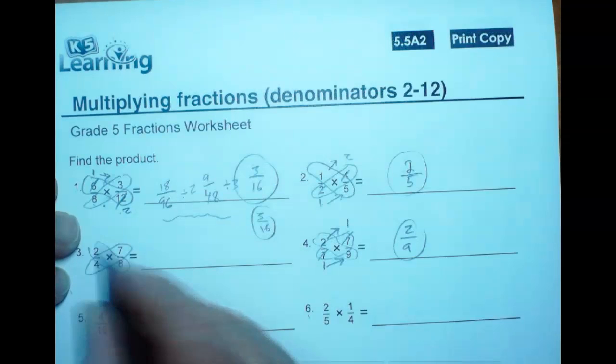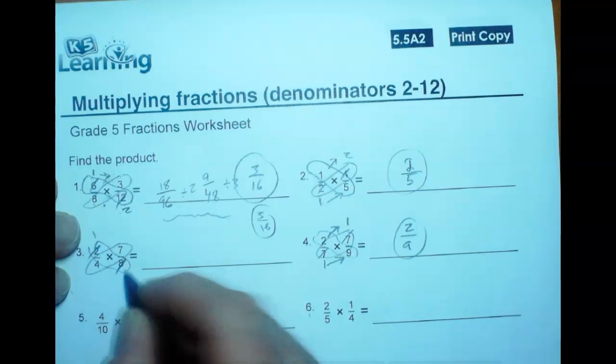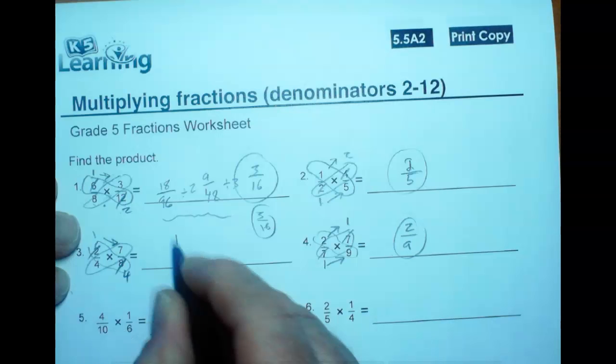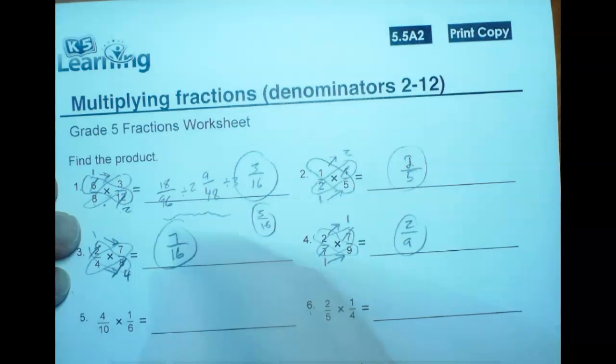Okay, look here, can't do anything with 4 and 7. You can cross-reduce here between 2 and 8. 2 divided by 2 is 1. 8 divided by 2 is 4. Multiply. 1 times 7 is 7. 4 times 4 is 16. 7/16. Isn't it easier?